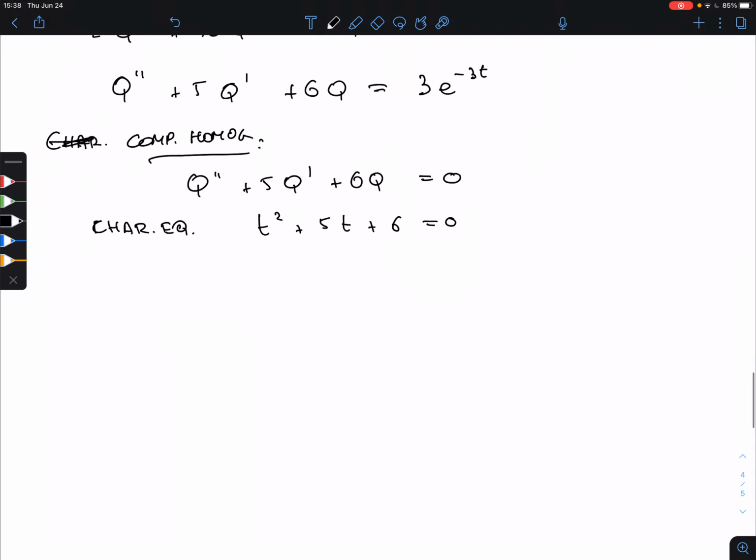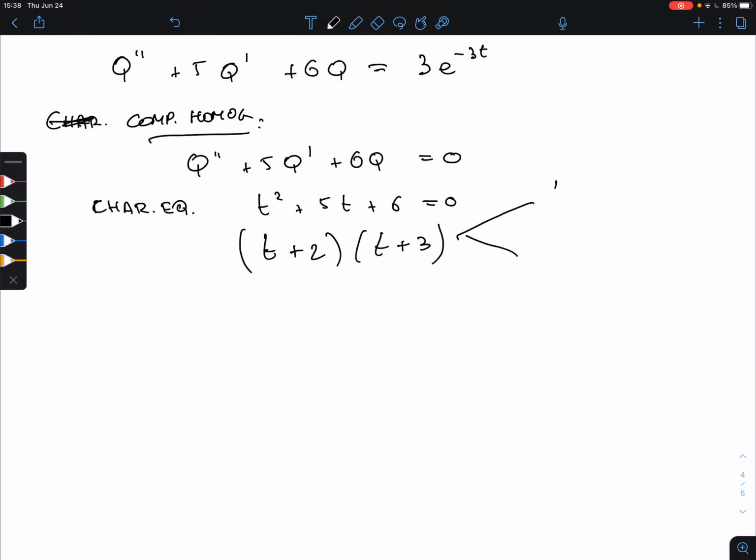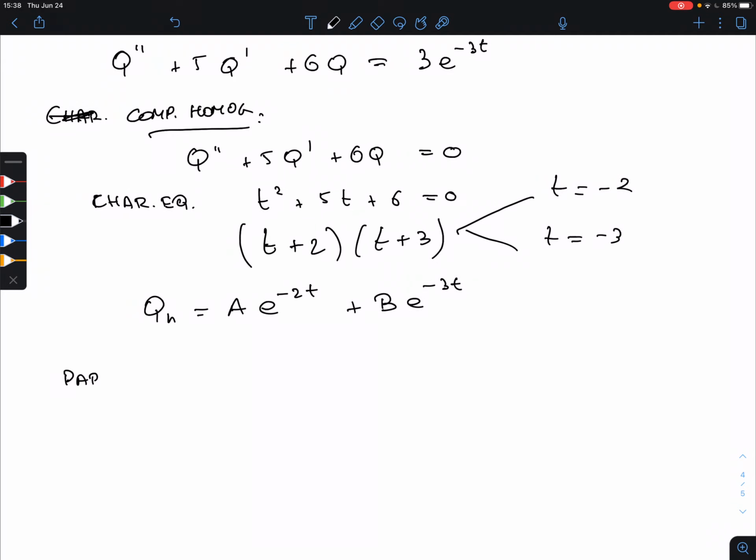Okay, here we go. This one we have to factor, and of course everybody knows how to factor this. So we have two roots, t is -2 and t is -3. Great. So we know that our homogeneous solution will be a e to the -2t plus b e to the -3t. These are the real roots, and these are the coefficients in front of the powers of e. Okay, so that's that. And now the particular solution.